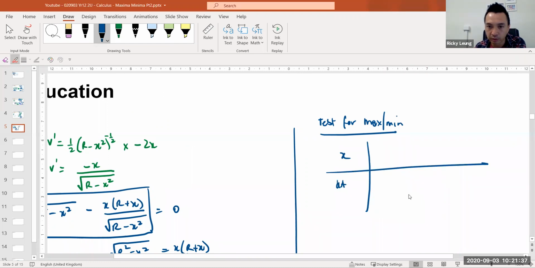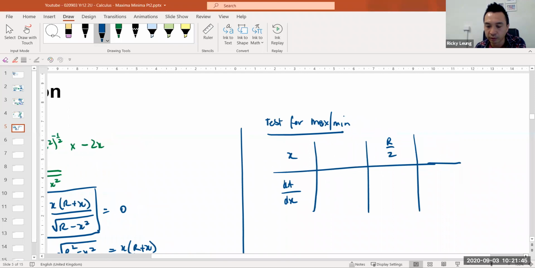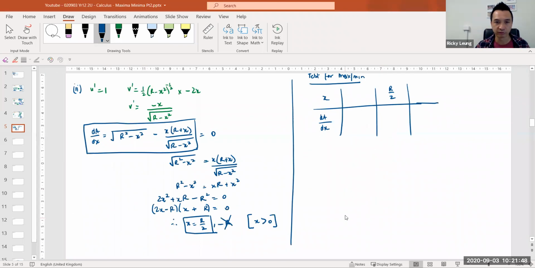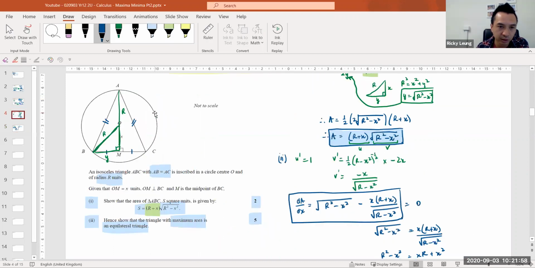So dA/dx. And just to be clear, I have r on 2 in here. Now I feel like if I put r in, I don't think you can, because if you put r in, that's when x equals r. I don't think it's possible. Let's look at the diagram. If you put x as r, it's basically a radius and you have no triangle.